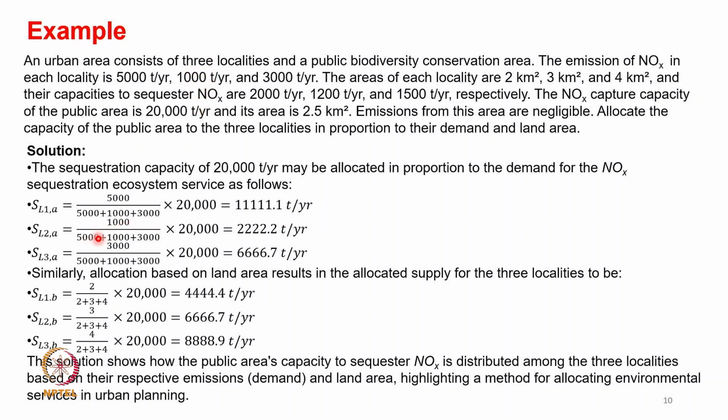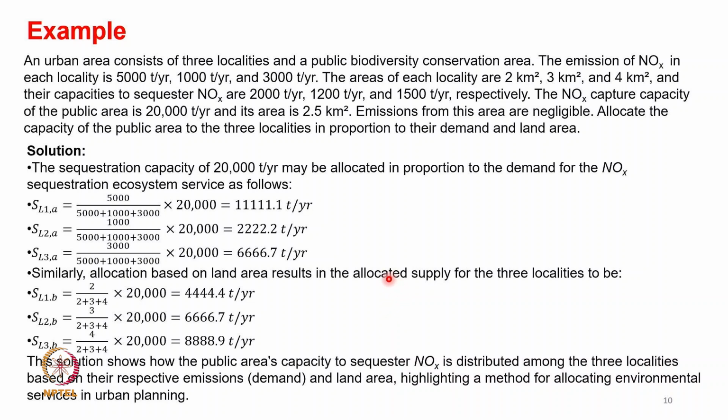Other cases, of course, you consider the locality B, which has 1,000 in the numerator: 1,000 divided by 5,000 plus 1,000 plus 3,000 times 20,000, that will be approximately computed like this. And similarly for locality C, 3,000 divided by 5,000 plus 1,000 plus 3,000 times 20,000, that would be 6,666.